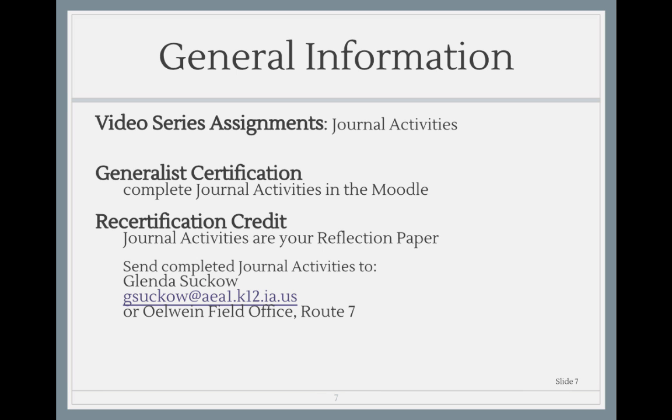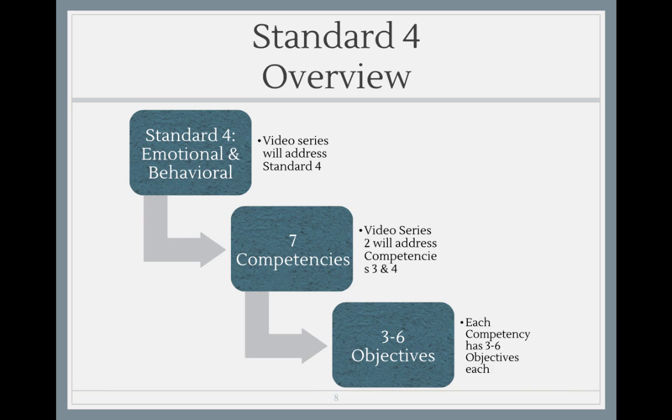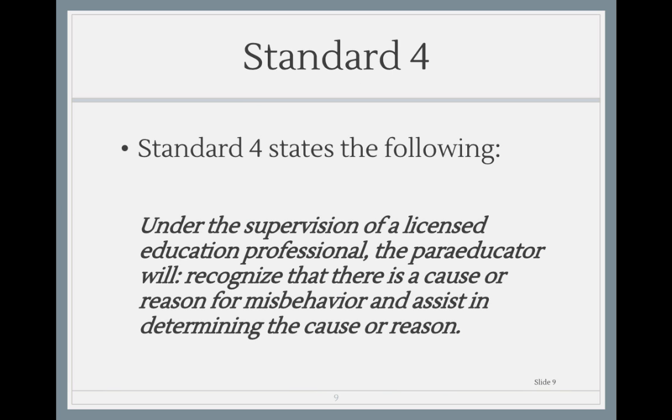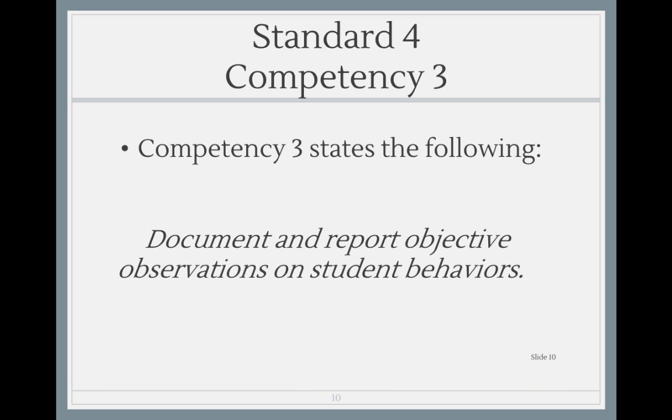Now we are ready to begin talking about Standard 4. To review, Standard 4 contains 7 different competencies. Each competency is addressed during the video series. With each competency, there are 3 to 6 objectives. This video series, Video 2, will cover competencies 3 and 4. Standard 4 states the following. Under the supervision of a licensed educational professional, the paraeducator will recognize that there is a cause or reason for misbehavior and assist in determining the cause or reason.